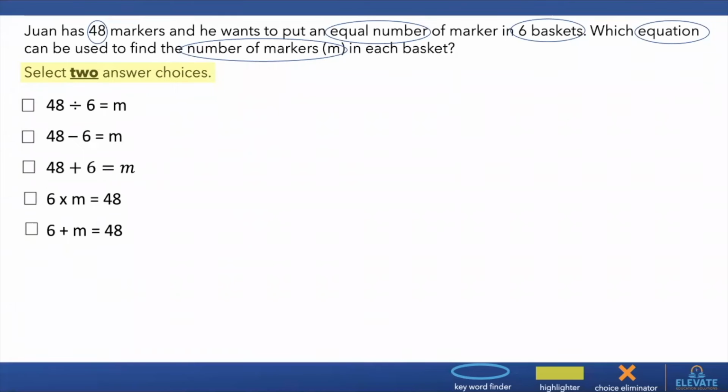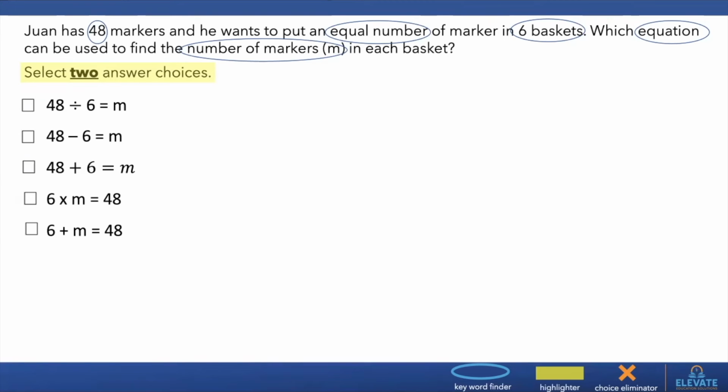An important sentence in our problem is select 2 answer choices. This is important because if we select only one answer choice, we will not receive credit for the problem, and it will be marked incorrect. If we select more than 2 answer choices, it will also be marked incorrect. Next, we must understand the question. The question is asking which equation has a total of 48 markers that are in 6 groups with an equal number of objects in each group.